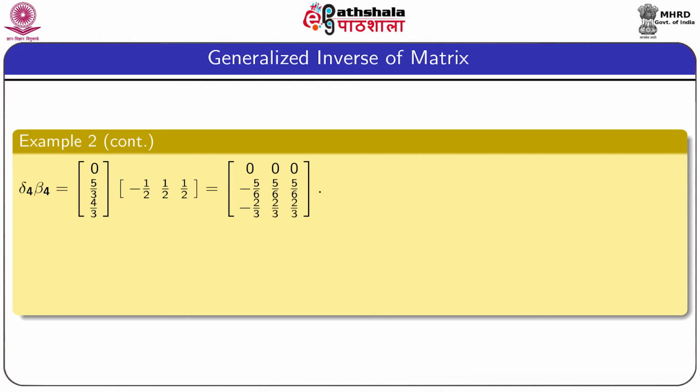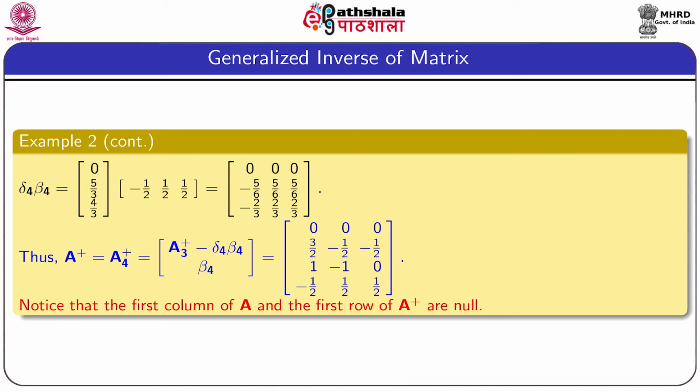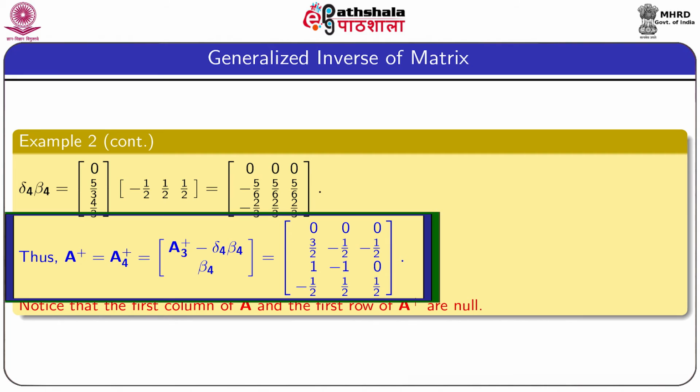Therefore, delta 4 into beta 4 is a matrix of order 3 by 3 whose first row is 0 0 0, second row is minus 5 by 6, 5 by 6, 5 by 6, and third row is minus 2 by 3, 2 by 3, 2 by 3. Therefore, A plus, that means the Moore-Penrose inverse of the matrix A, is equal to A4 plus. This is the last step.